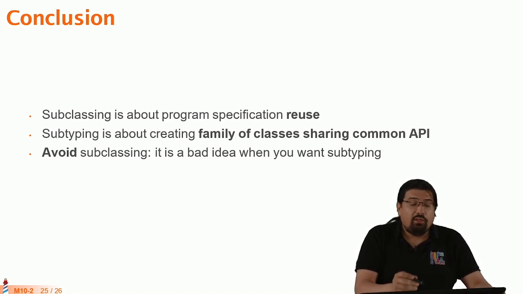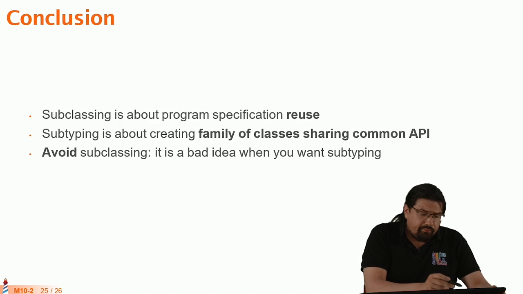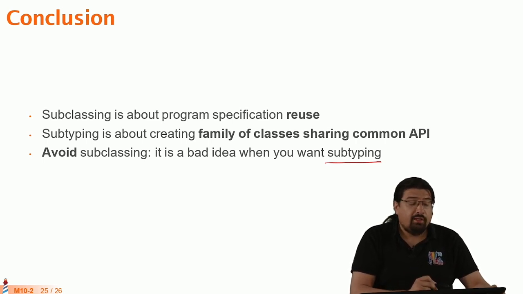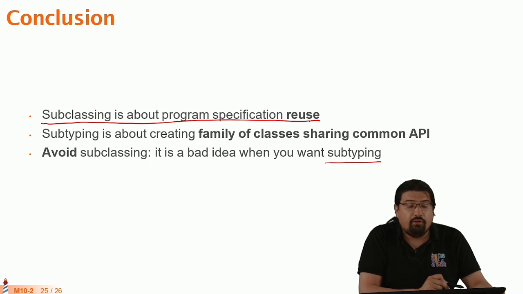We don't always use subclassing just to reuse code. So when we only want subtyping, when we only want the common API, it's better to avoid subclassing. We need to use subclassing when it's for reusing the program code.